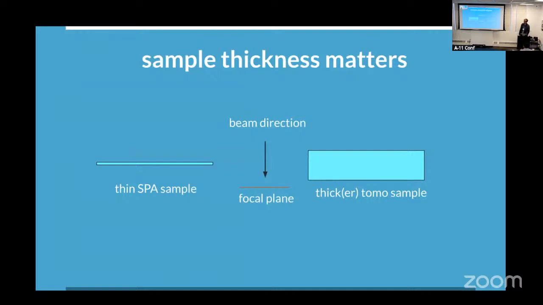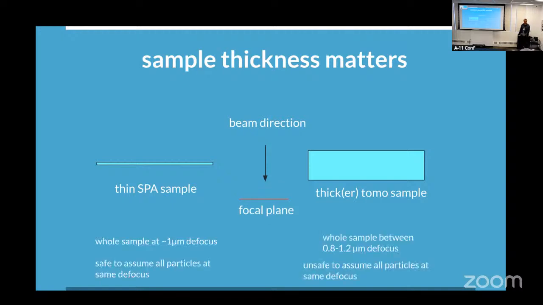Compared to single particle analysis, where we have these very thin film samples that we put in the microscope, we are typically working with thicker samples. And this means that we can't make some of the same assumptions that they tend to make in single particle. So in single particle, you might be able to get away with saying this whole image is at 1 micron defocus, let's say 2 microns defocus. In tomography, because the sample is much thicker, it's not safe to assume that all of the particles in your 3D object that you're imaging in the microscope are actually at the same defocus. And so how do we deal with this?